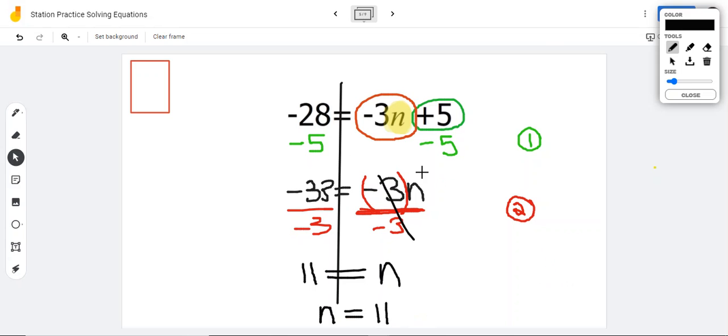So when you see a problem like this, make sure you notice that the n is on the right side. So our problem is on the right. That's the side that we're going to be working on. Our answer is on the left. But we solve it the same way.